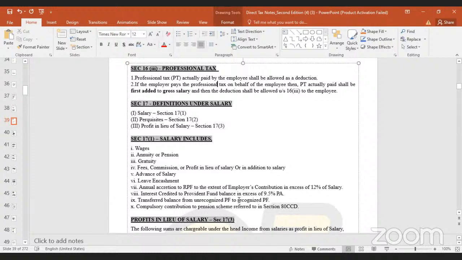What is going to be claimed as a deduction then? The professional tax which has actually been paid can be claimed as a deduction.